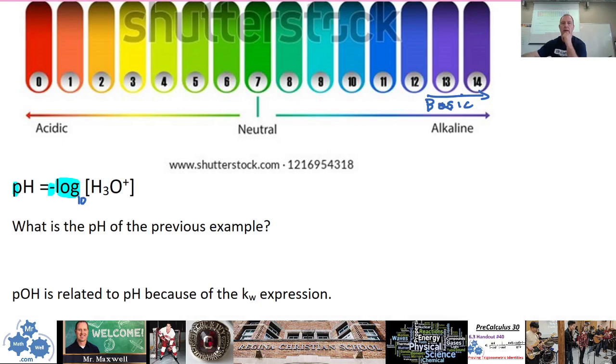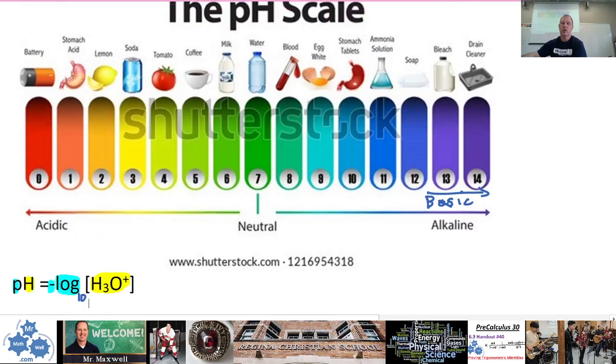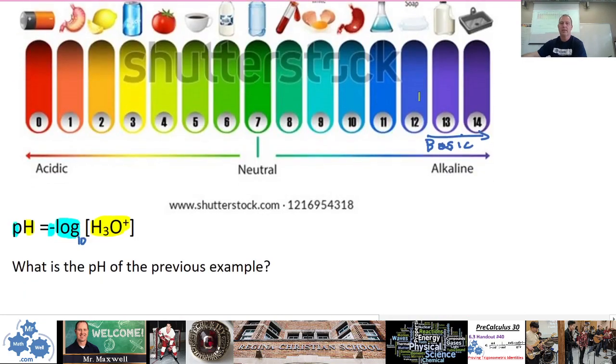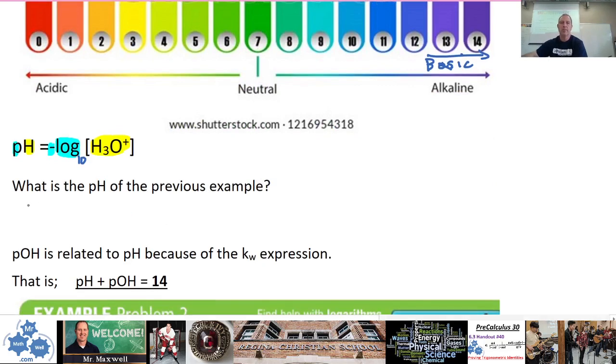But the P is log. Now the H, obviously, is the H+, or the hydronium ion concentration. So pH is the negative logarithm of the hydronium ion concentration. So if you have the concentration, you simply plug it in and you can find the pH value. So let's go back to this last example. Here we had a hydronium ion concentration of 4 times 10 to the negative 6 molar. So let's find the pH, and we simply use our math here. The pH is written with a small p and a capital H. Yes, it is a bit strange, but that's the way it's written.